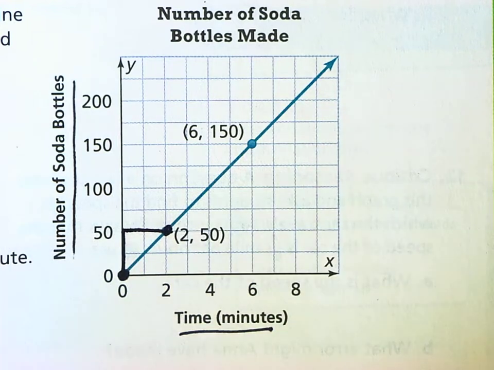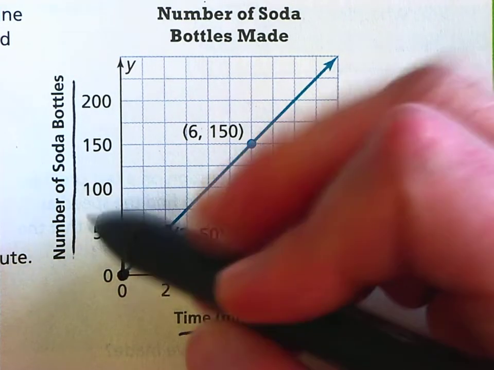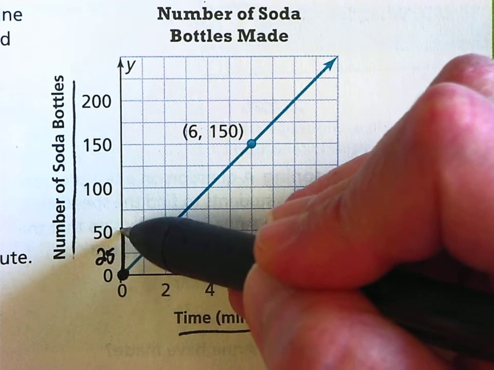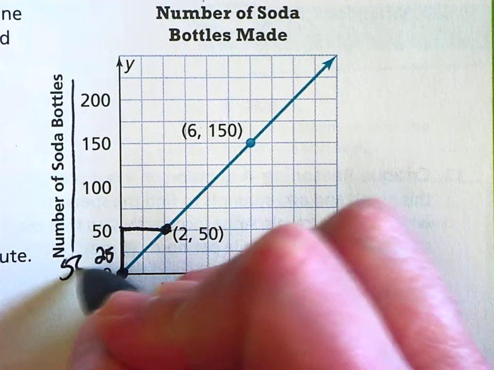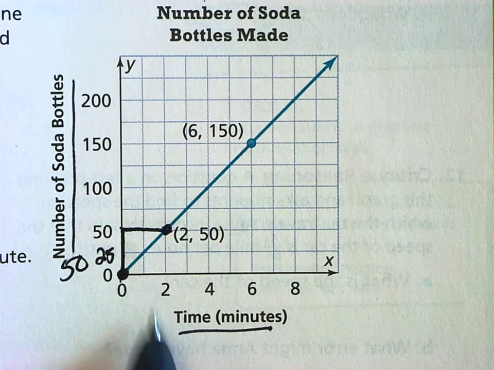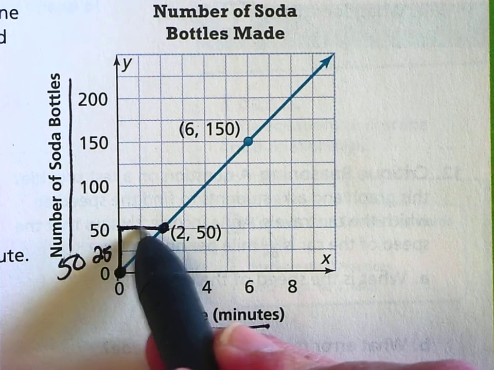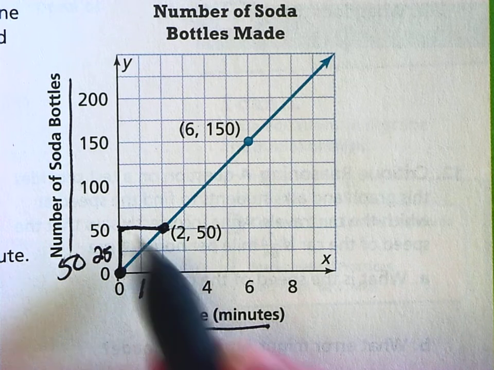Rising and running. From here to here, every line is counting by 25s. So I'm rising 50. From here to here is 50. So I went up 50. My rise is 50. And then from here to here, every line is counting by ones. So I'm running 1, 2. From here to here is 2.